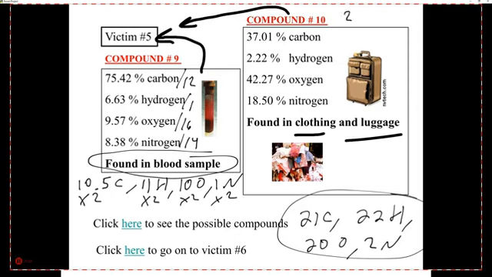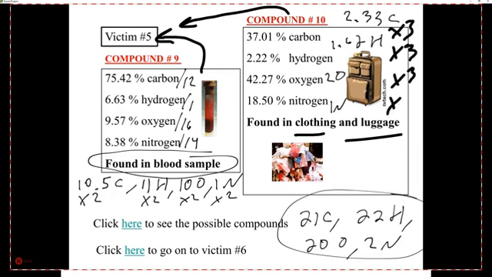you're going to get 2.33 for carbon, 1.67 for hydrogen, and then basically you're going to get 2 for oxygen and 1 for nitrogen. Multiply them by 3. So everything needs to be multiplied by 3 here. Okay, and that'll give you your formula. This one's going to be 7 carbons, 5 hydrogens, 6 oxygens, and 3 nitrogens. Okay, that's victim number 5.